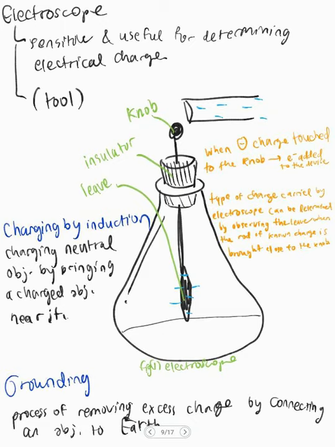It is when the negatively charged rod is touched to the knob of the electroscope, and electrons are added to the electroscope. As shown in the figure, the two leaves are charged negatively and repelling each other, therefore they spread apart. The process of charging a neutral object by bringing a charged object near is called charging by induction, and the process of removing excess charge by connecting an object to earth is called grounding.